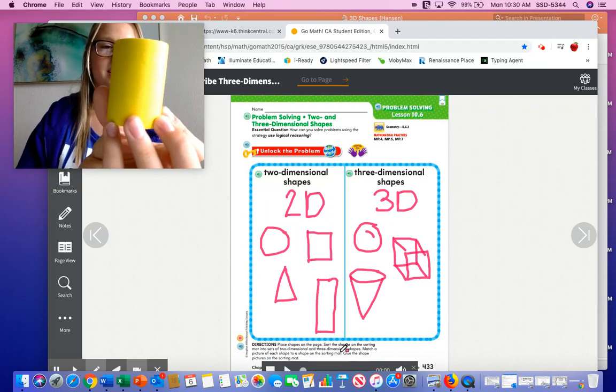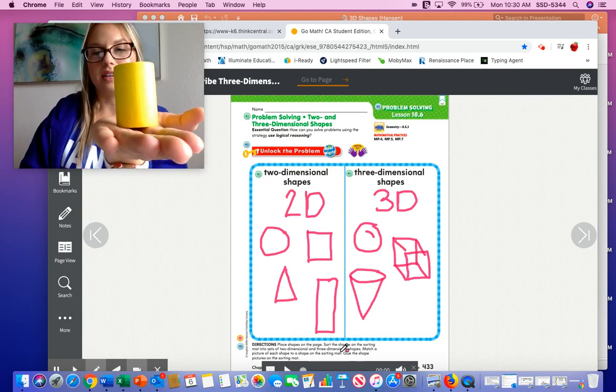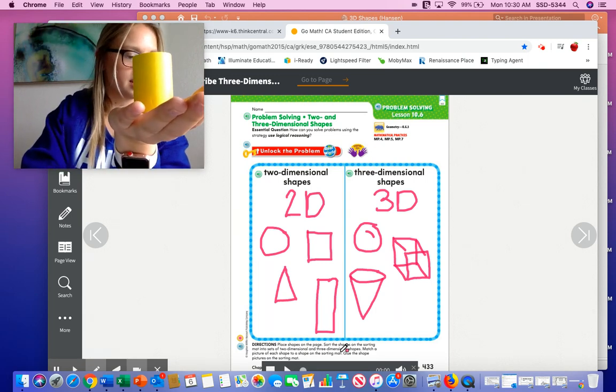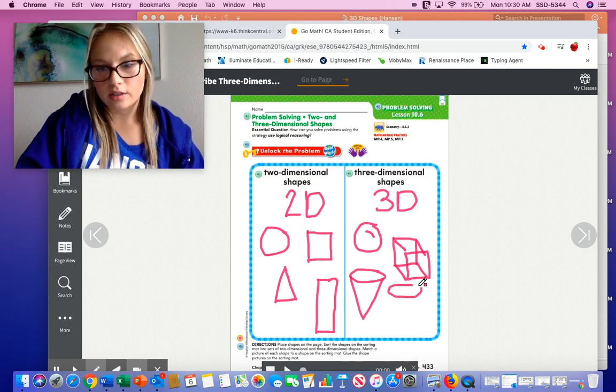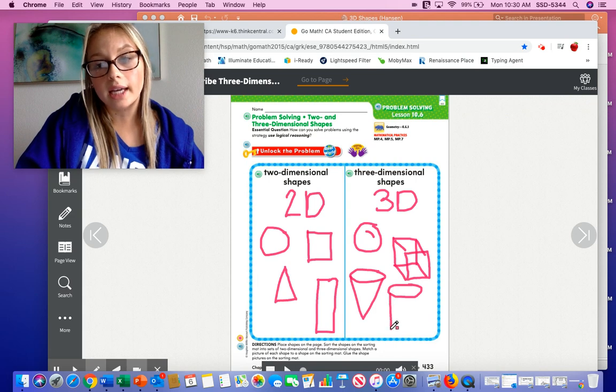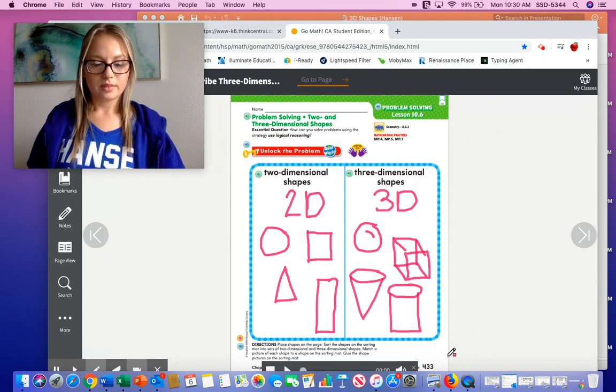Here it is. A cylinder. Is a cylinder 2D or 3D? A cylinder is 3D. It's a solid object, solid shape. So let's draw an oval and one line down, one line across, one line back up. Kind of looks like a cup. Great job.